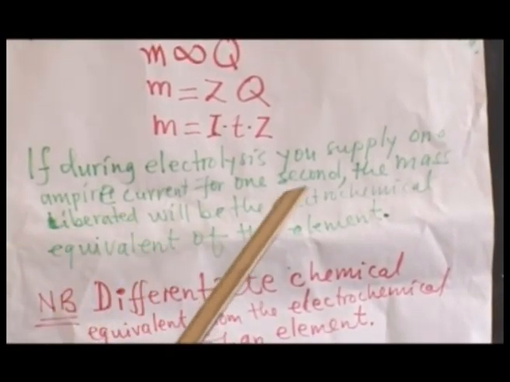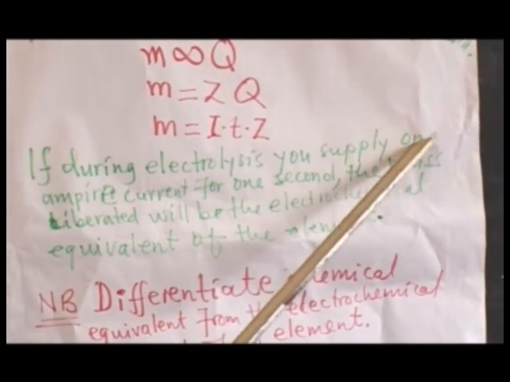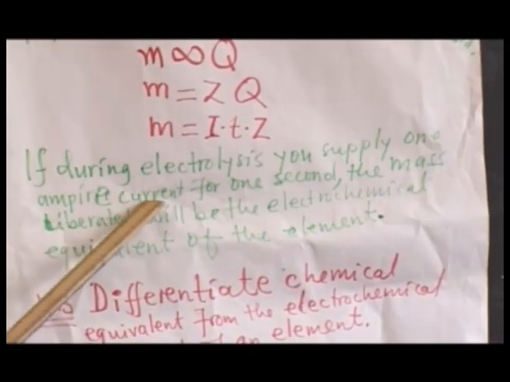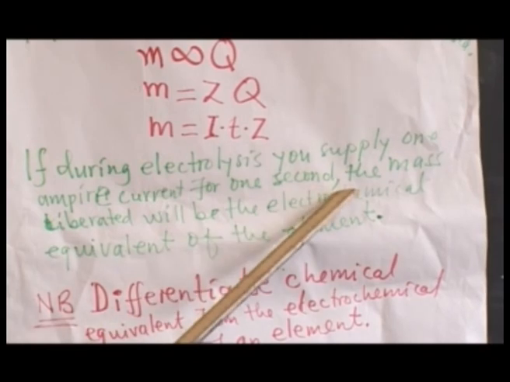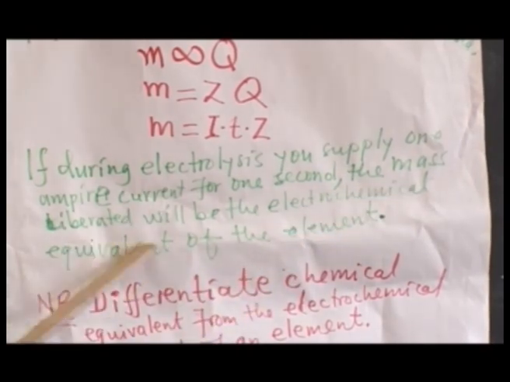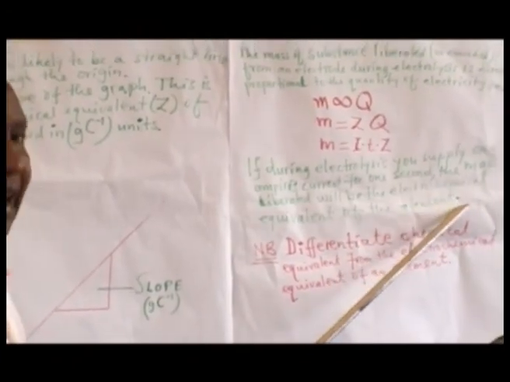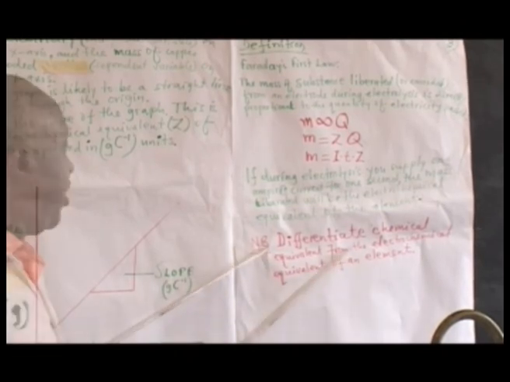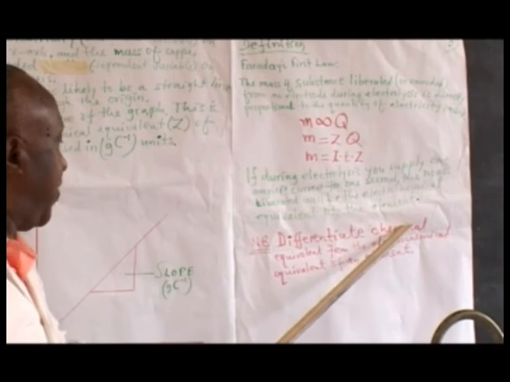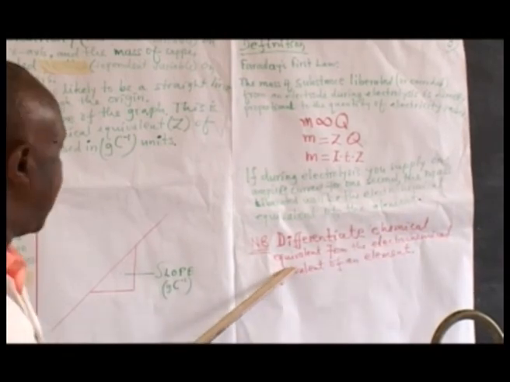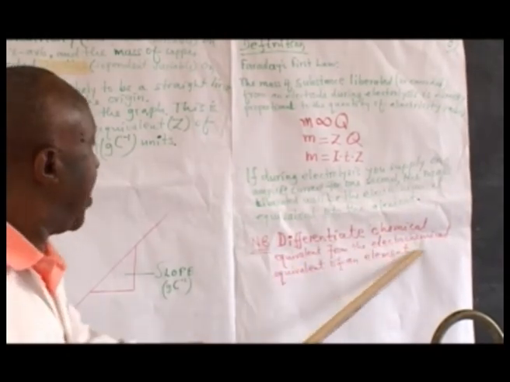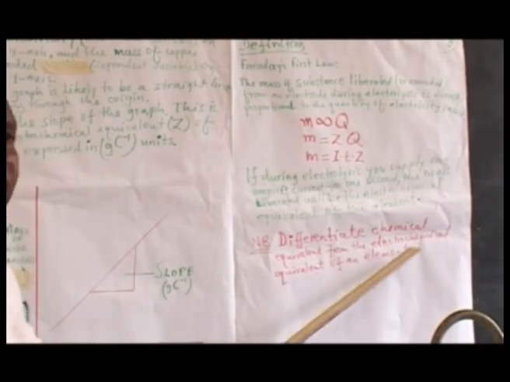If during electrolysis you supply 1 ampere current for 1 second, the mass liberated will be the electrochemical equivalent of the element. Note that you should differentiate chemical equivalent from electrochemical equivalent of an element.